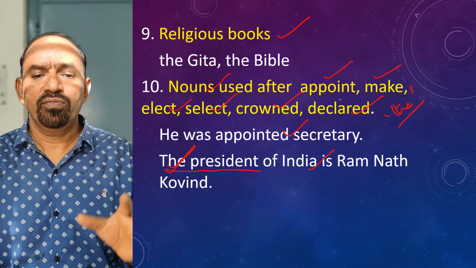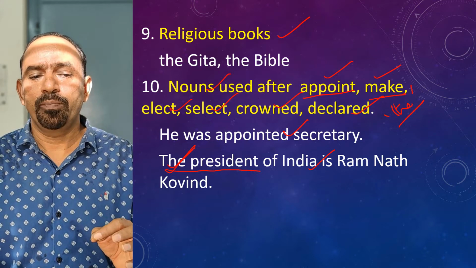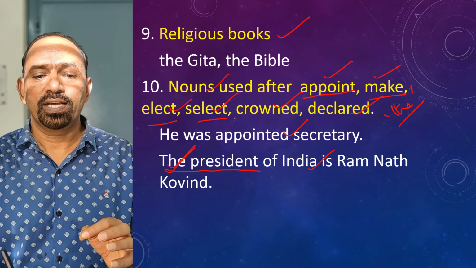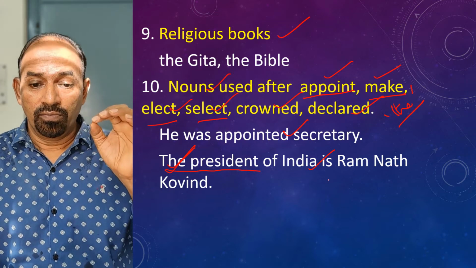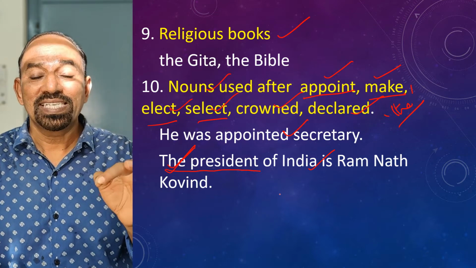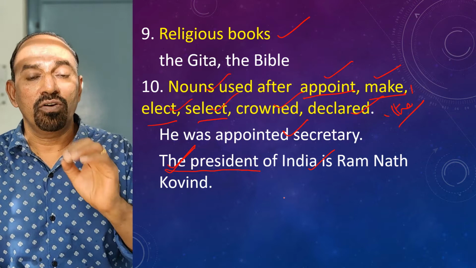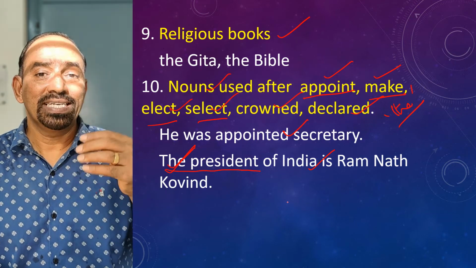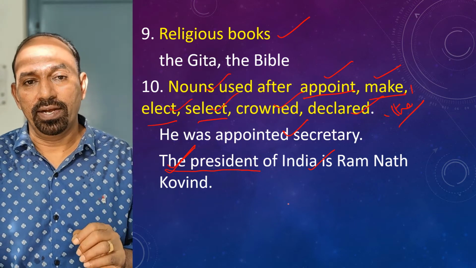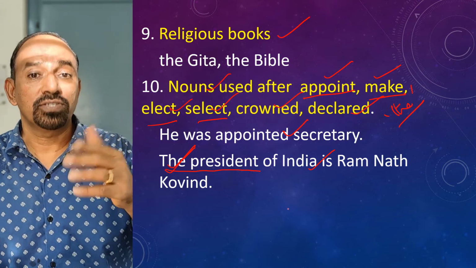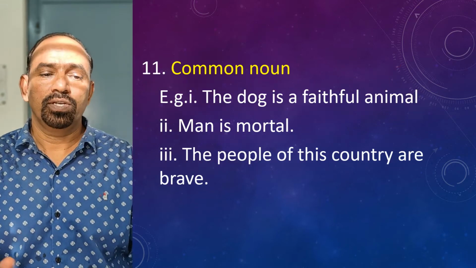Like that, whenever we use these words appoint, make, elect, select, etc. For example, Ramnath Kovind was elected President of India. Not he was elected the President of India. He was elected President.